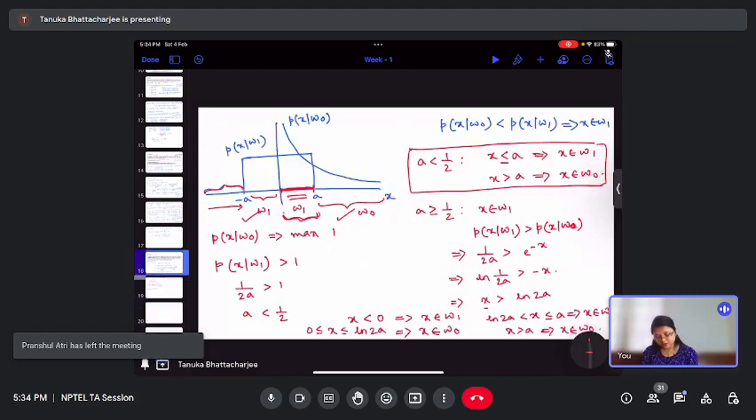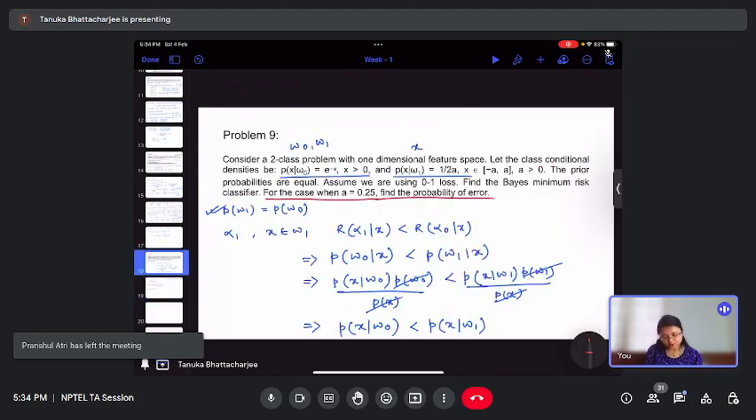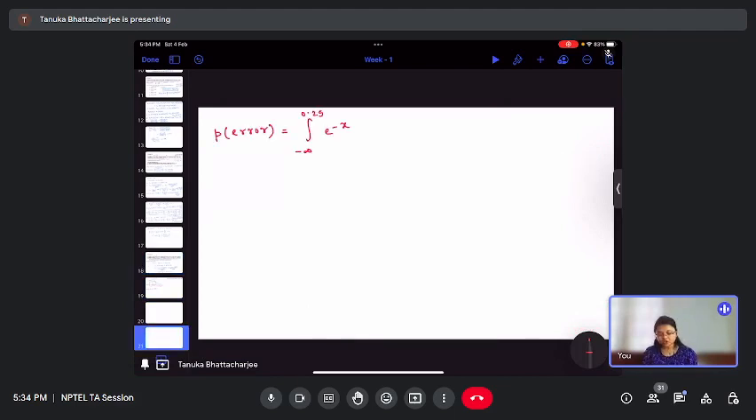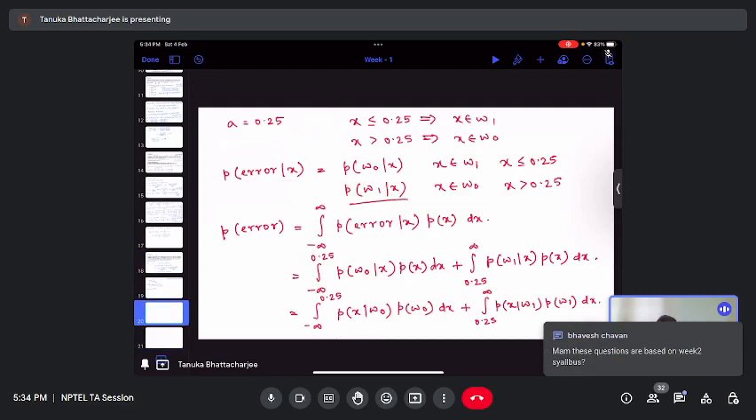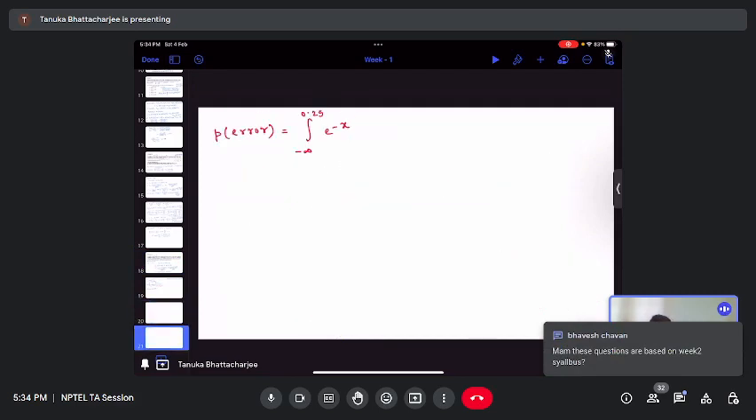Now, you have been given the condition that you have equal class prior probabilities, probability of omega 1 and omega 0 are equal. So both will be half. So we can simply put probability of omega 0 equal to half.